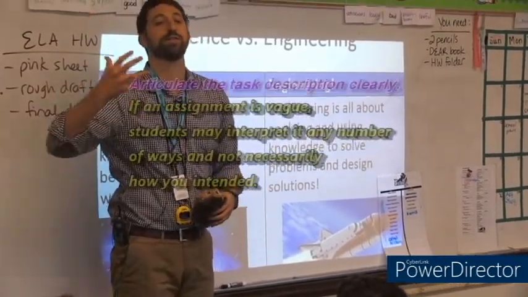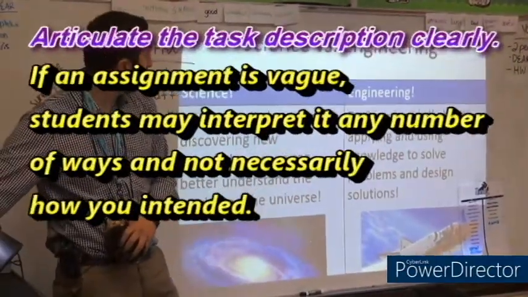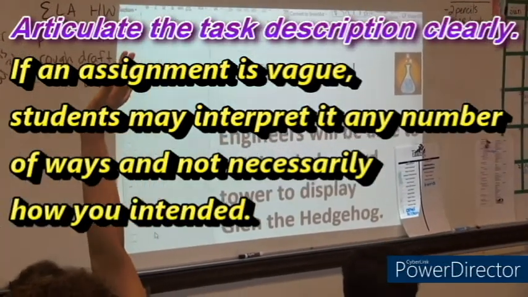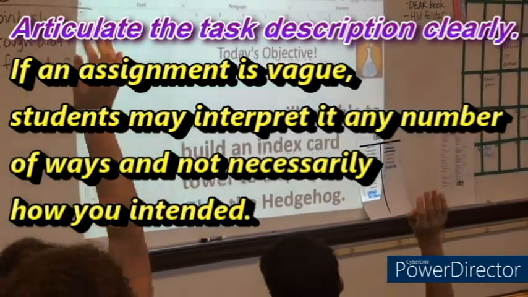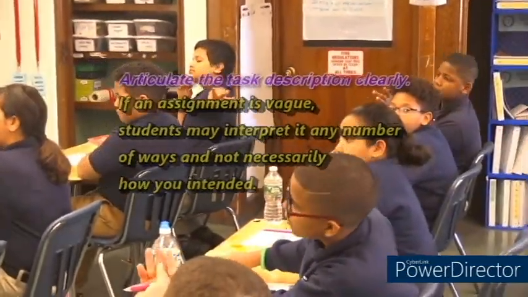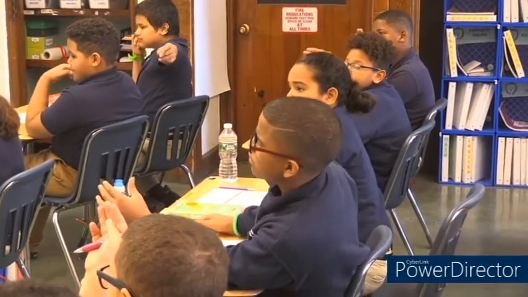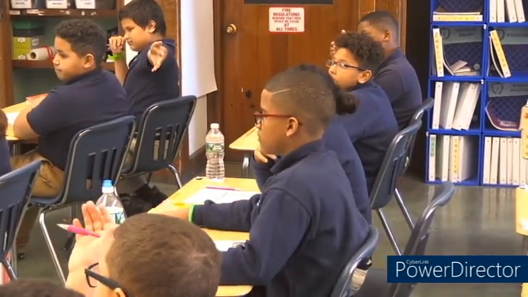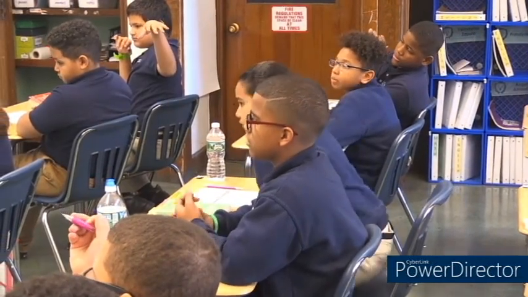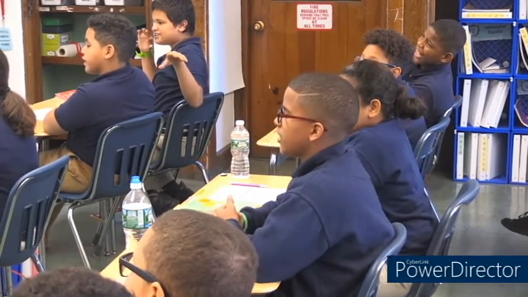Articulate the task description clearly. If an assignment is vague, students may interpret it any number of ways and not necessarily how you intended. Thus, it is critical to clearly and unambiguously identify the tasks students are to do. It can be helpful to differentiate the central task, what students are supposed to produce, from other advice and information you provide in your assignment description.